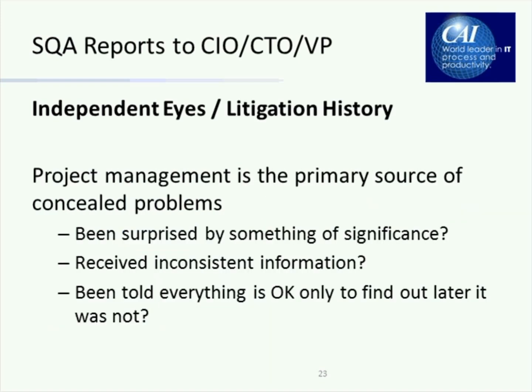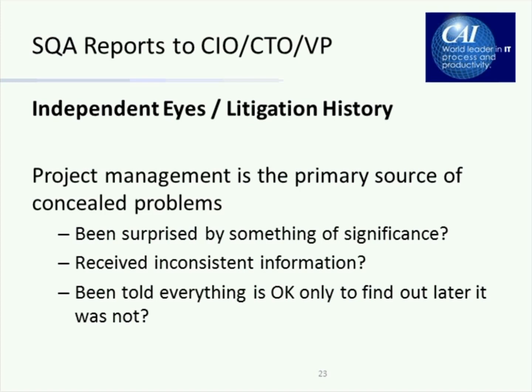SQA teams need these independent eyes. If you take a look at the litigation history behind failed projects, this would typically be a very large client that hires a contracting firm to come in and build software, test software, deploy software, and the SLAs weren't met. The software itself was not built to spec, and it caused a lot of problems. So they get into litigation between the client and the vendors who built the software. What you find in the actual court cases is that project management is the primary source of concealed problems.